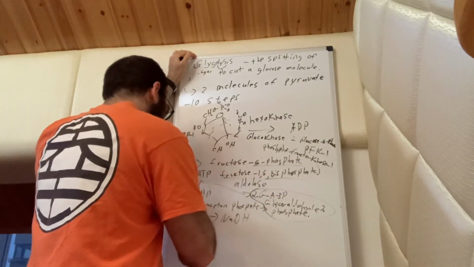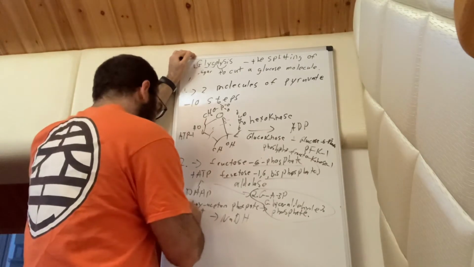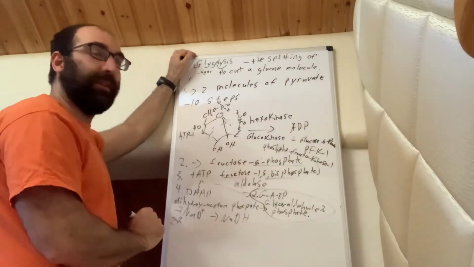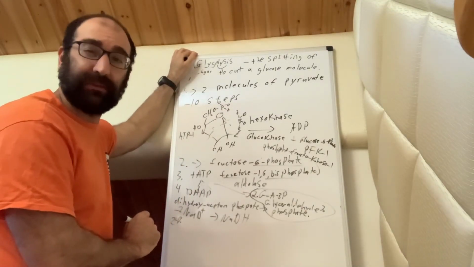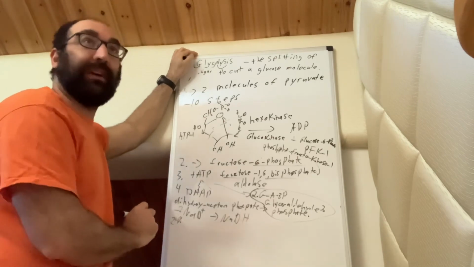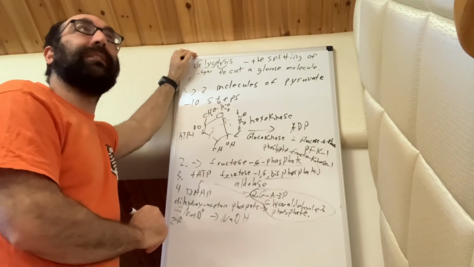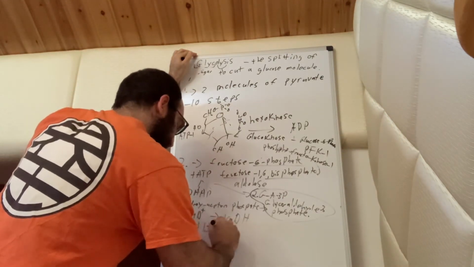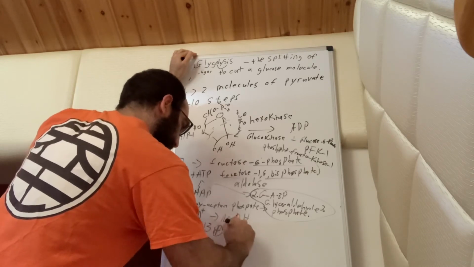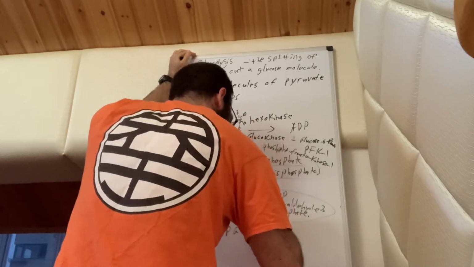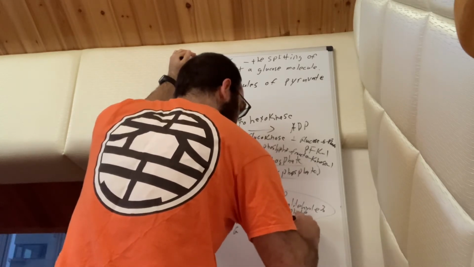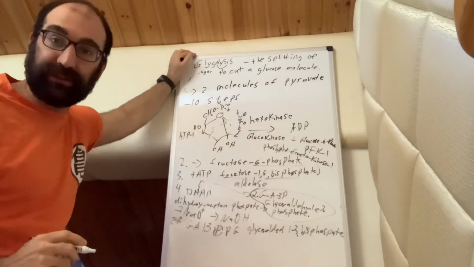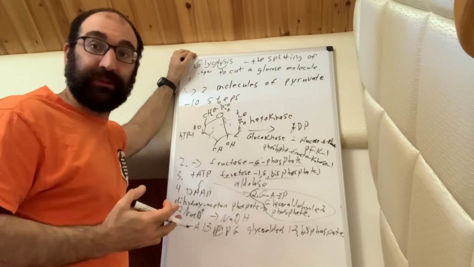So you're also going to add an inorganic phosphate. So you have 2 of these, 2 of these, and you're going to make glyceraldehyde 1,3-bisphosphate. Oh, bisphosphoglycerate. Glyceraldehyde 1,3-bisphosphate. There we go. So you're going to make 1,3-BPG. Glyceraldehyde 1,3-bisphosphate. Okay.